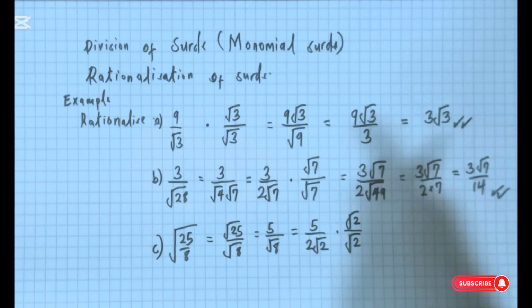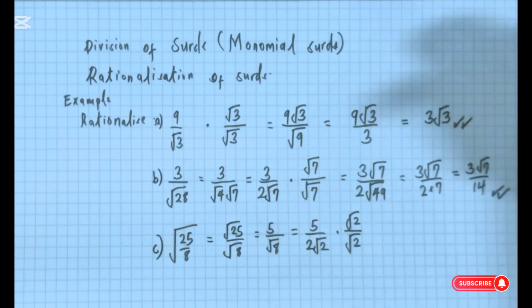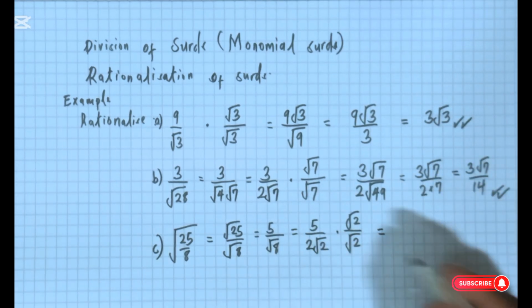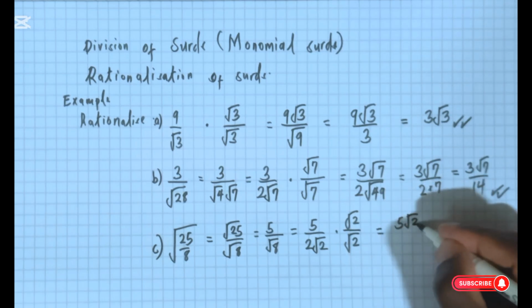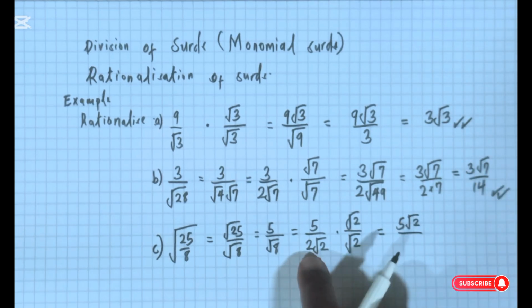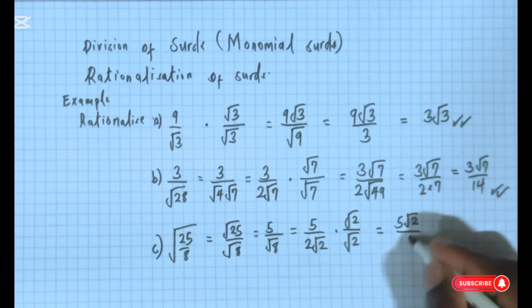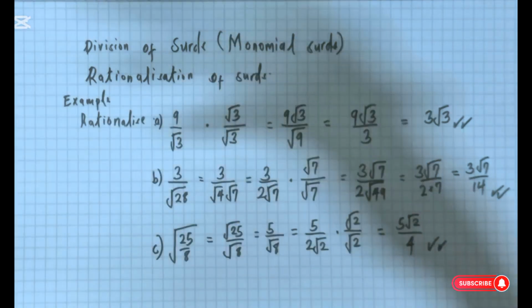Remember, it's all about making sure that the denominator is not a surd. Okay, that is the essence of rationalization, making sure that the denominator is not a surd. All right, so that's going to give us 5 root 2. And then 2 root 2 times root of 2 is going to give us 4. All right, so that's it for that particular problem, and also for this particular class.